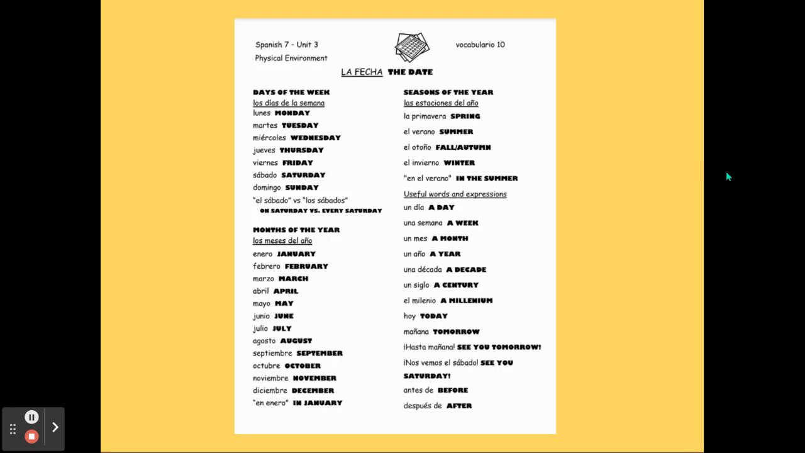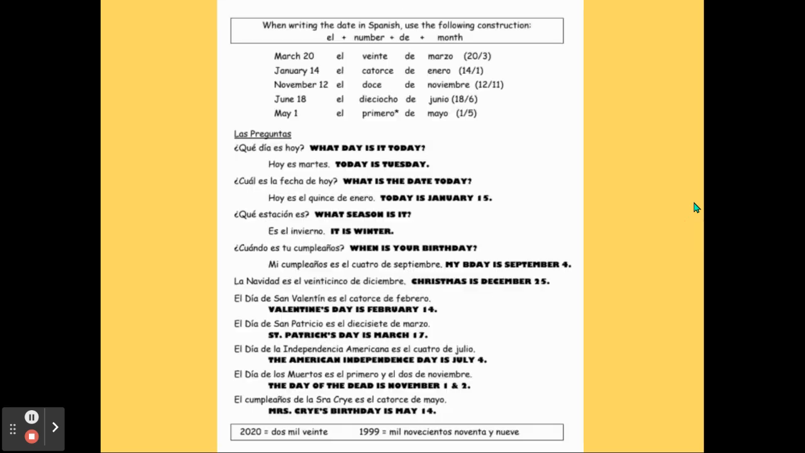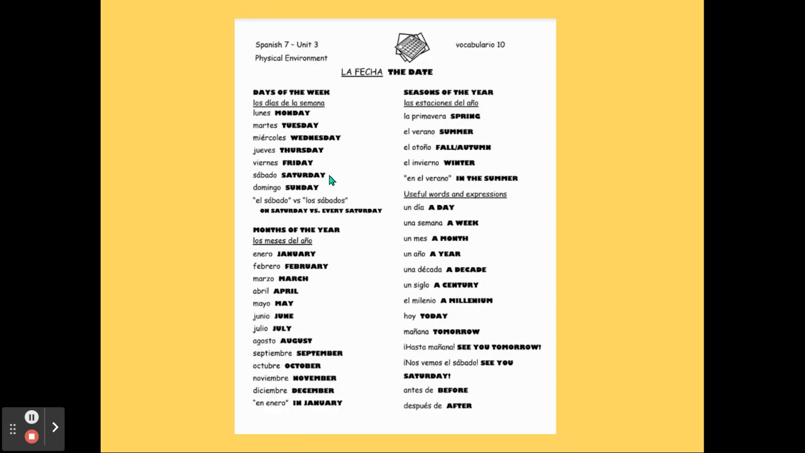Here is Vocabulario 10, and you all have a copy of this. You have the yellow copy, and you also have it in your packet. It has all the vocab on here, and the back of it has how to say the date and some questions there. So if you would like to have this vocab sheet out, because it's going to help you with the questions in this Edpuzzle.